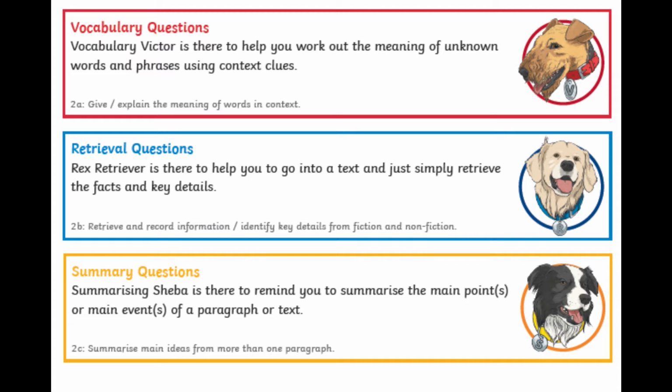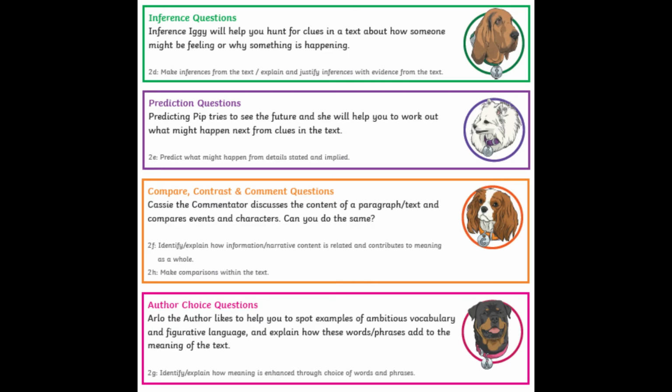There's also inference questions, prediction questions, compare, contrast, and comment questions, and author choice questions. So the names of the dogs that go with these are Inference Iggy, Predicting Pip, Cassie the Commentator, and Arlo the Author. So whenever you see one of these dogs next to a question, you'll know what type of question it is. You can always go back to these two screens that I just showed to see what type of question it is.